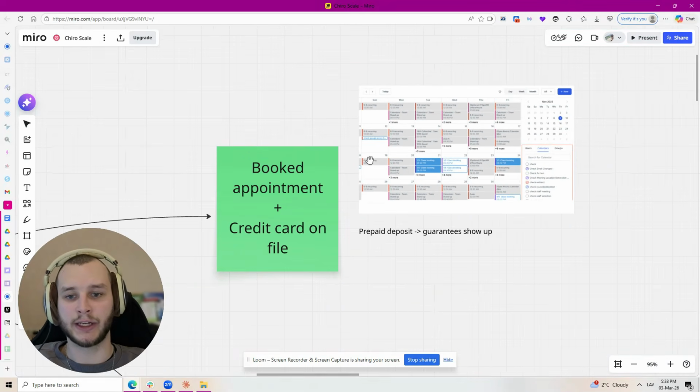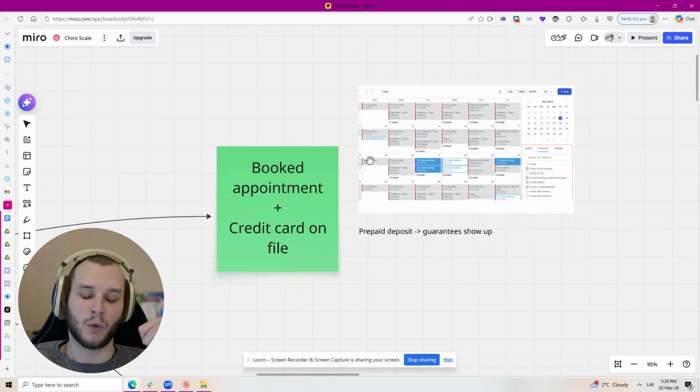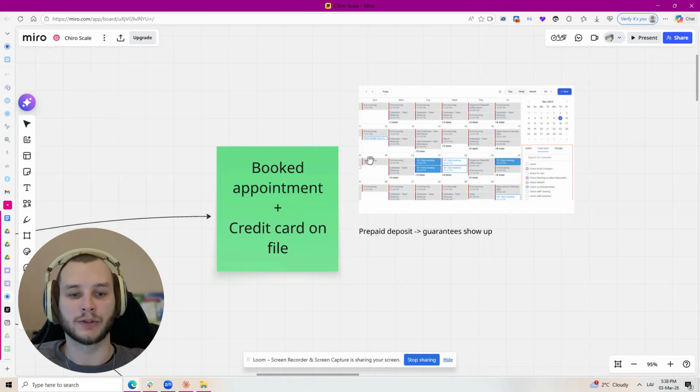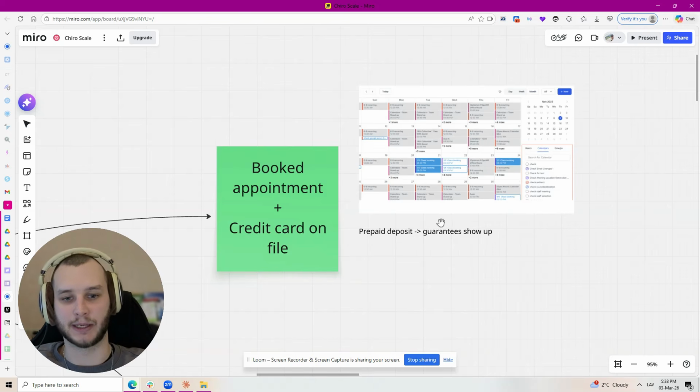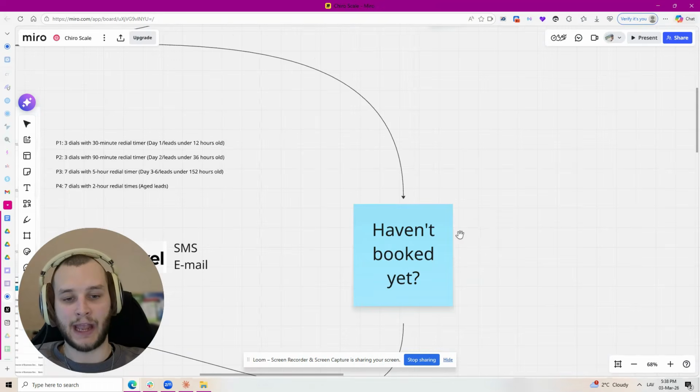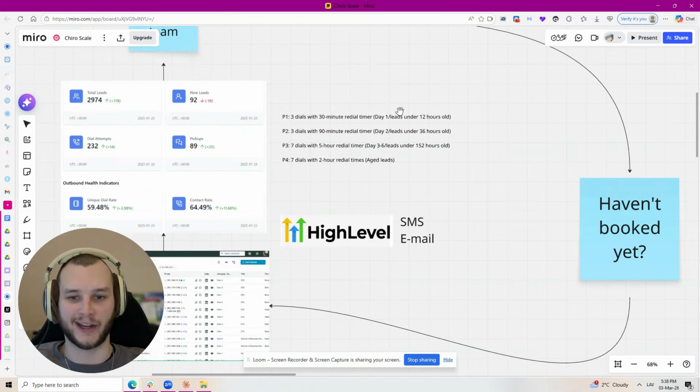Now, the cool thing is we also take deposits. Usually Marianne takes them on the call, and she does it to guarantee the show up. There are a lot of chiros that struggle with show up, meaning people don't show up even though they booked. Because of this, we just charge people on the same day through a payment link that is sent over text, and that's how we guarantee people show up. Okay, so we schedule them in, take card on file. Most of the time, 99% of the time, we charge the deposit the same day. If they haven't booked, then again, they cycle through the phase system.